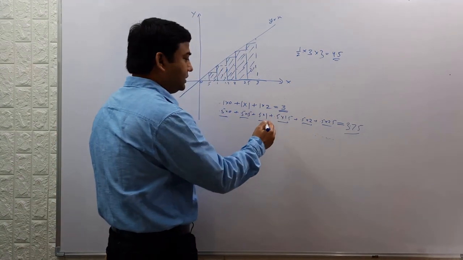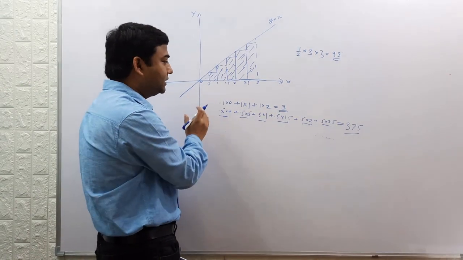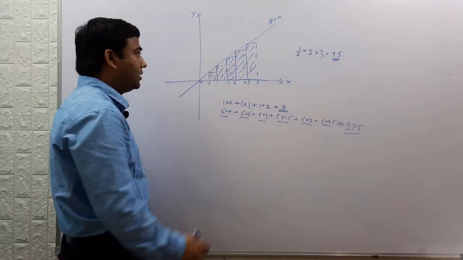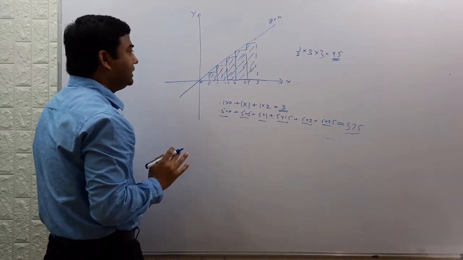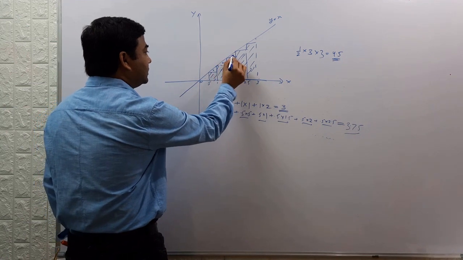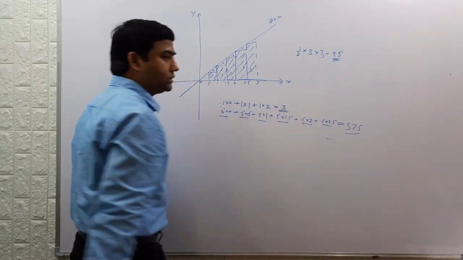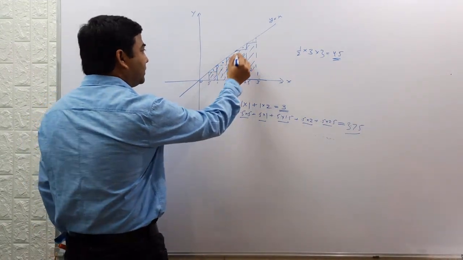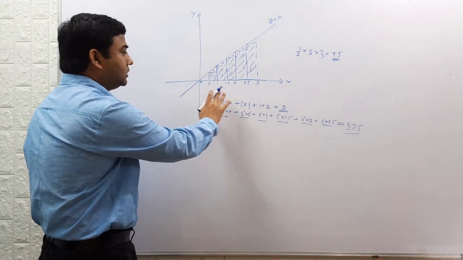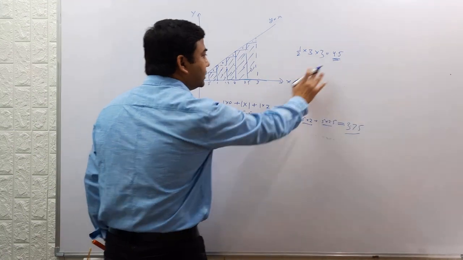So as we further decrease the width of these rectangles, we will approach the exact area of this triangle. Why are we not finding the exact area? Because the area of these parts is not calculated in this calculation. Because these parts are not covered, the sum of this calculation is not equal to 4.5.